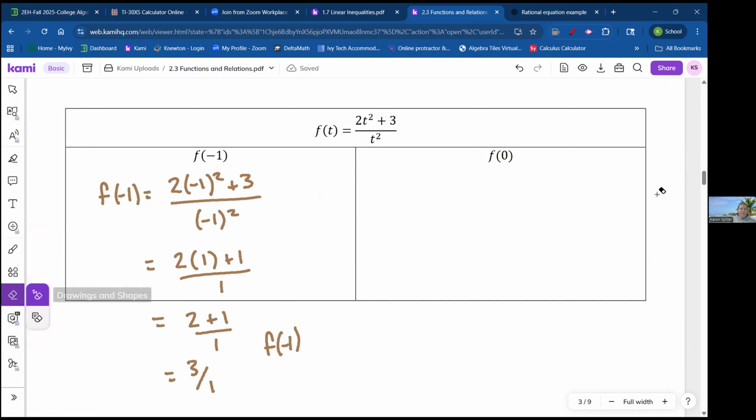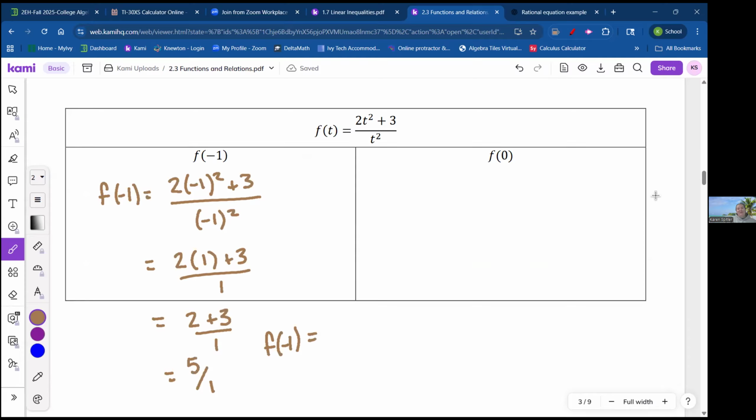Where did the 1 go? What am I doing? I don't know why I made that 3 a 1. I was just like, no, I really want it to be a 1. 2 plus 3 is definitely 5. So f of negative 1 here is 5. I was just excited writing ones, I guess.